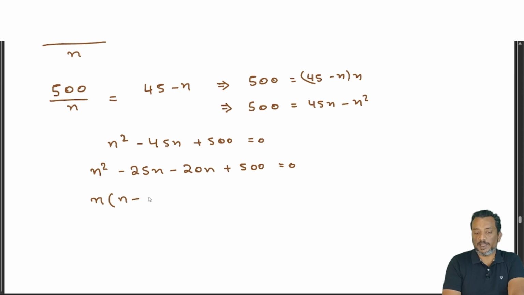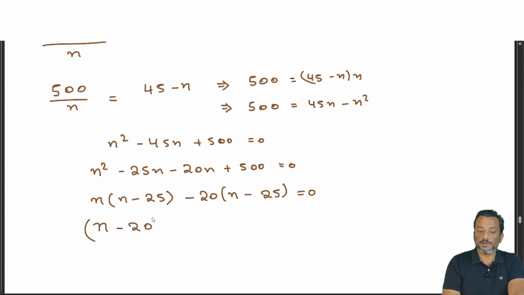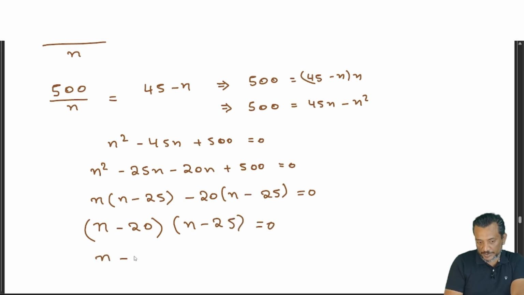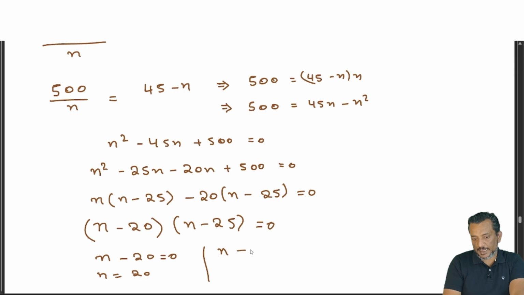So you will get n minus 25. Same with, you can take minus 20 common. So you will get n minus 25 is equal to 0. So here you can say n minus 20 is equal to 0, so n is equal to 20, and same way n minus 25 is equal to 0, so n is equal to 25.